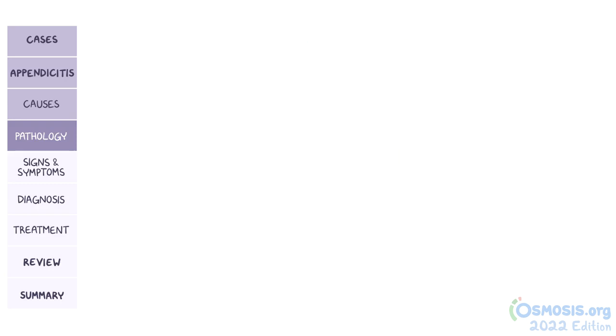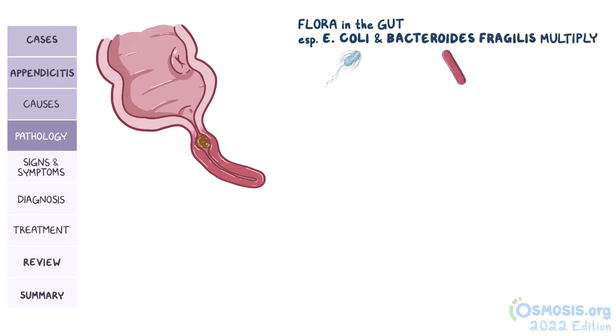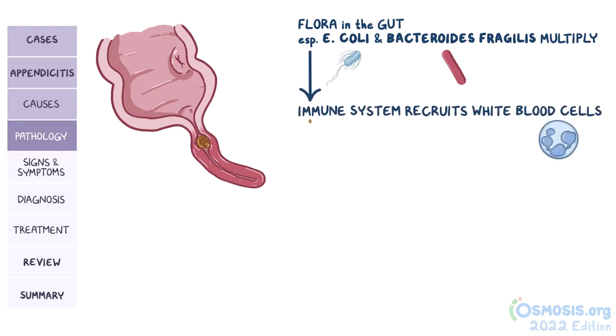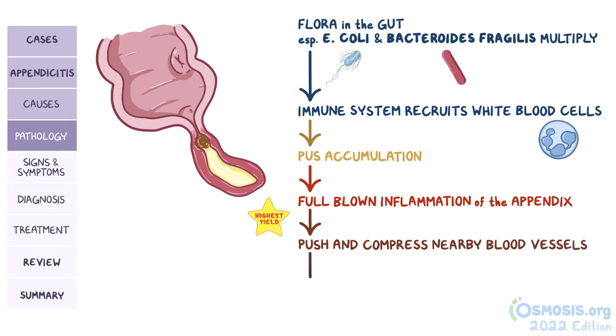Along with that, the flora and the bacteria in the gut, usually E. coli and Bacteroides fragilis, will multiply in the appendix. This triggers the immune system to recruit white blood cells, and pus starts to accumulate, resulting in full-blown inflammation of the appendix. As the pressure keeps growing and the appendix continues to swell up, it will push on and compress nearby small blood vessels, causing ischemia and local necrosis.